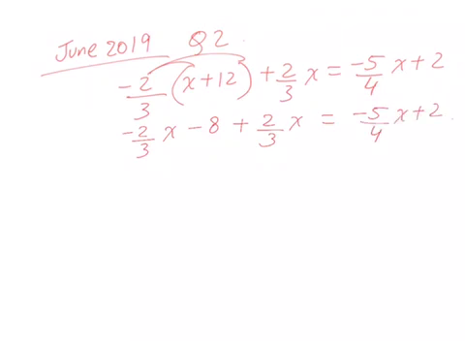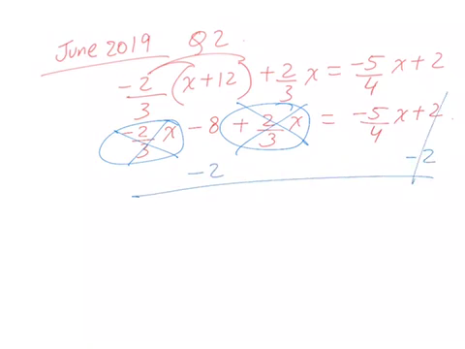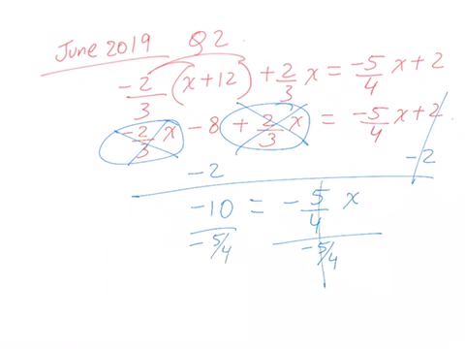And then we see the negative 2/3 x and positive 2/3 x. We can cancel those. They're equal and opposite. And then we can subtract 2 on both sides. So this will cancel. So we've got a negative 10 and negative 5/4 x. And then we can divide negative 5/4 on both sides. This will cancel. So our x value solves to 8.